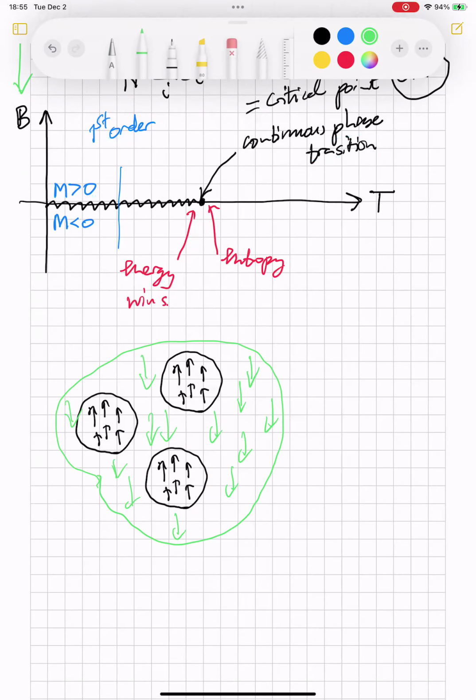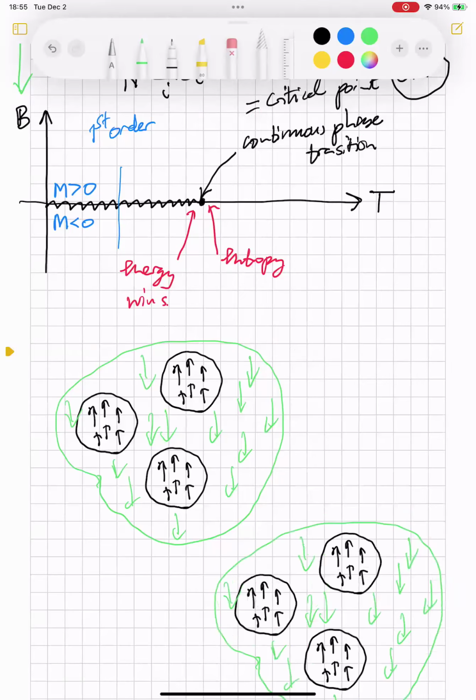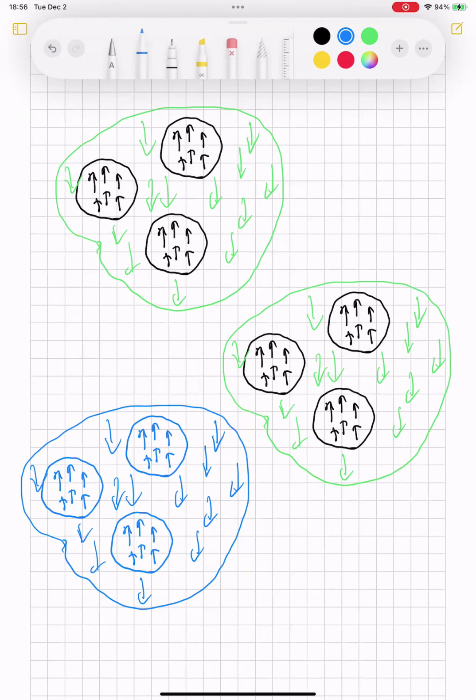But we wouldn't just have one of these bigger green droplets. We may have many of them. So let's take this one and we'll put another one over here. And maybe another one over here. But these green droplets are themselves part of an even bigger droplet, sitting over here.